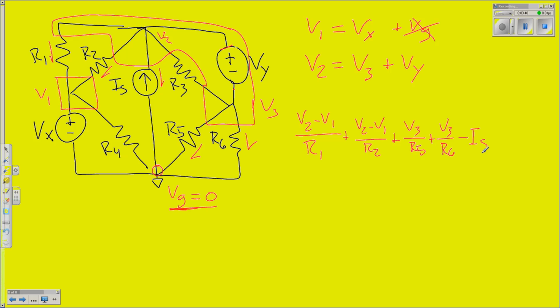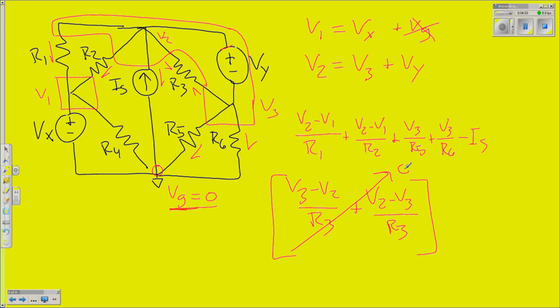Now for R3. Well, we know that there's a current coming out here. V3 minus V2 over R3. But there's also a current coming out over here. V2 minus V3 over R3. Now you can see these are just equal and opposite, which means those are 0. If you include them in your equation, that's fine. Those are 2 branch currents that we need to know. Otherwise, it doesn't really matter. And we can just write our 3rd equation like that with those 5 terms.